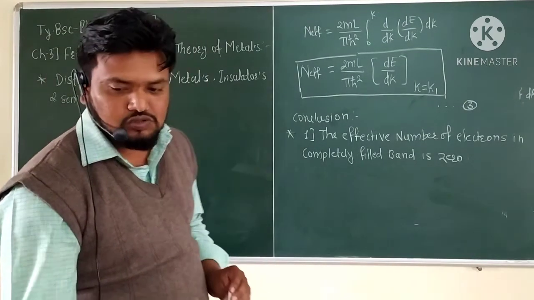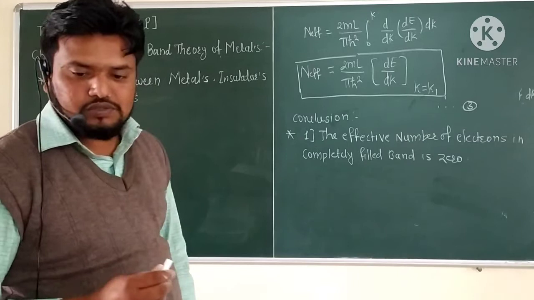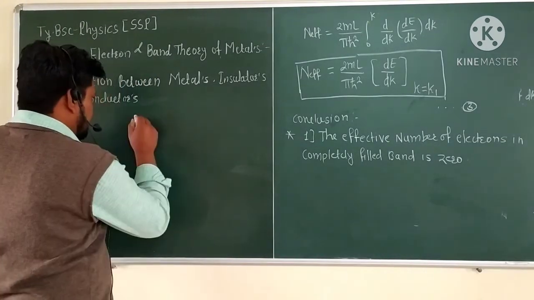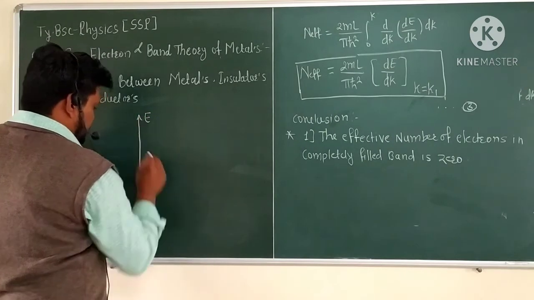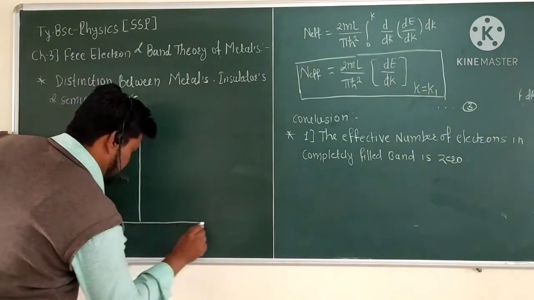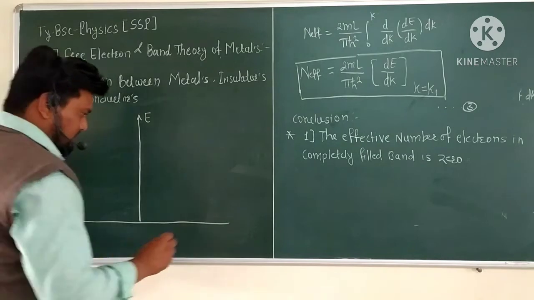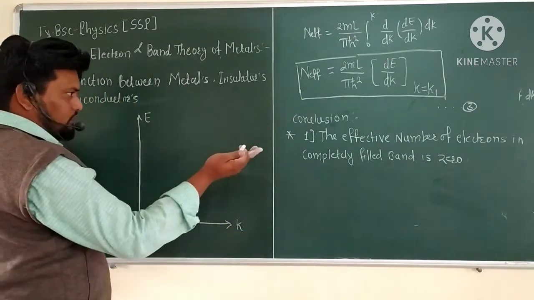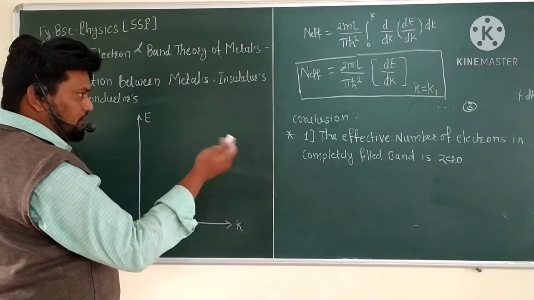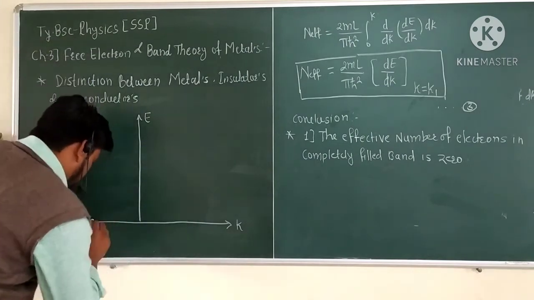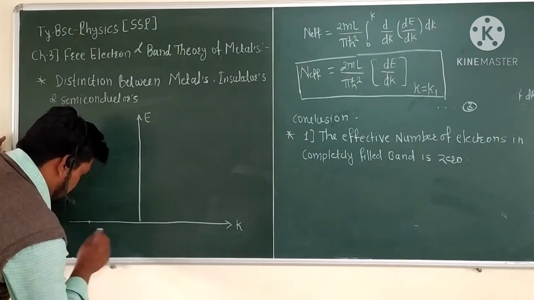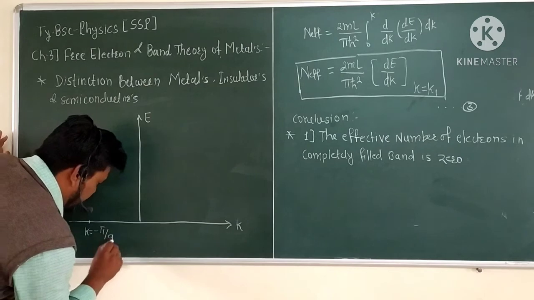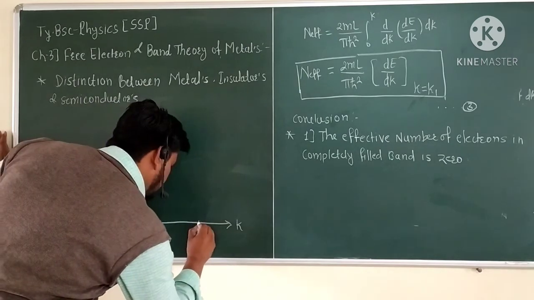The diagram represents the completely filled band with a number of energy levels. In the graph, the vertical axis is the energy eigenvalue and the horizontal axis is the k value. According to the definition, for this completely filled band, the limit values of k are k equal to minus pi by a and k equal to plus pi by a.